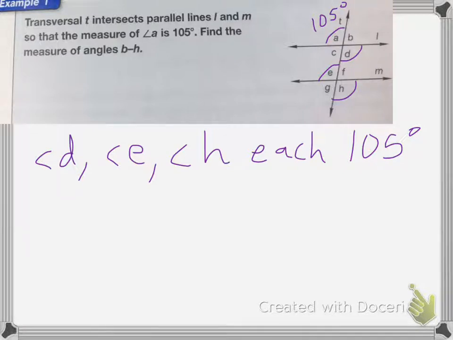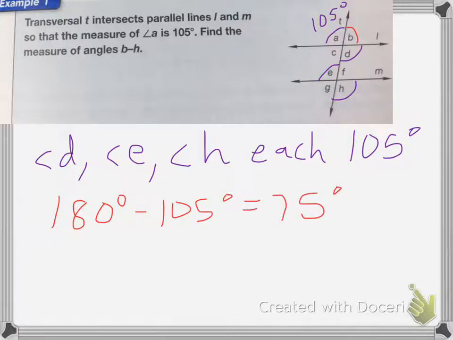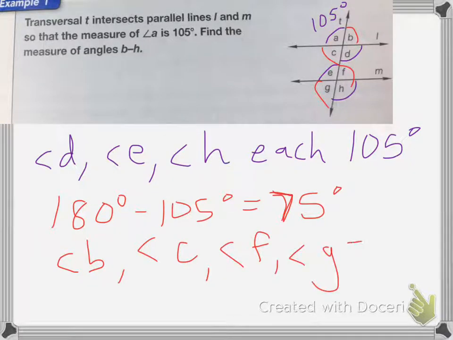Now we know that angle A plus angle B are supplementary, so they have to equal 180 degrees. So we're going to do 180 degrees minus 105 degrees, which equals 75 degrees. So all of the acute angles are going to equal 75 degrees. So angle B, angle C, angle F, and angle G all are going to equal 75 degrees.